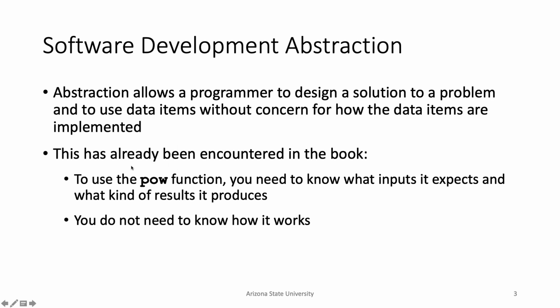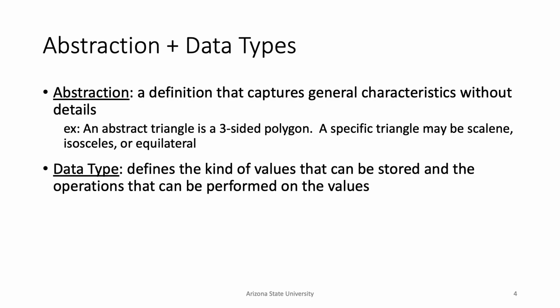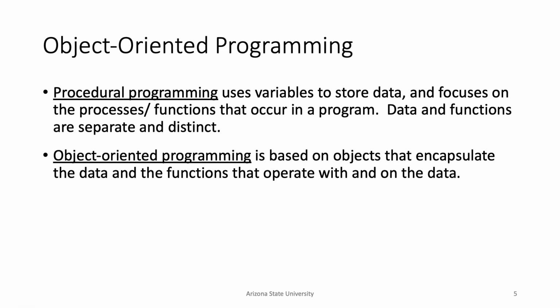So for instance, take all of the functions that we've been using, like the pow function. Do you know how the pow function works? Do you care? No. So you're viewing the pow function from the outside, and whatever happens inside it, I do not care. I just want the result of this number raised to that number. Same idea here, but we're going to define our own data types that way. So abstraction is just don't care about the details, just get the general behavior. A data type is just what we've been saying: the values that can be stored, as well as what you can do with those values.